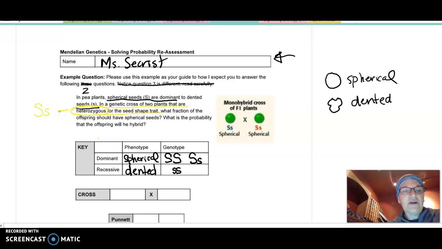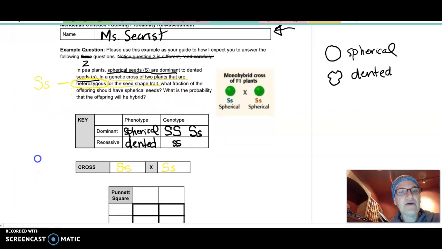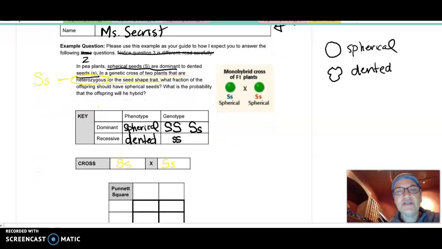So both parents are heterozygous. Down here, where it says cross, this is the parents' genotypes. So we're going to put in a heterozygous, crossed with a heterozygous. That's telling us what the parent genotypes are. Now we're going to go down and use that information to determine what kind of offspring they could have.